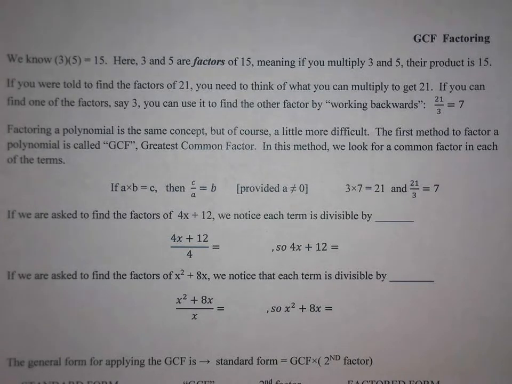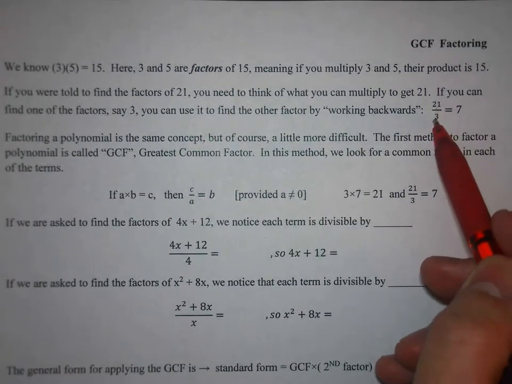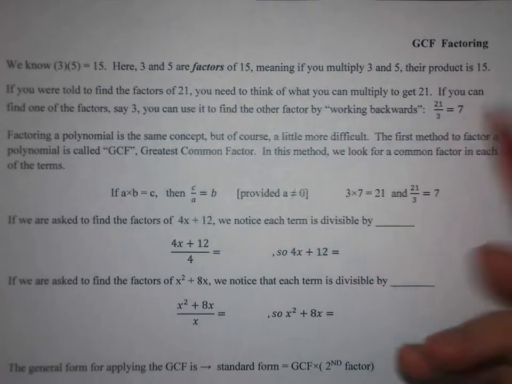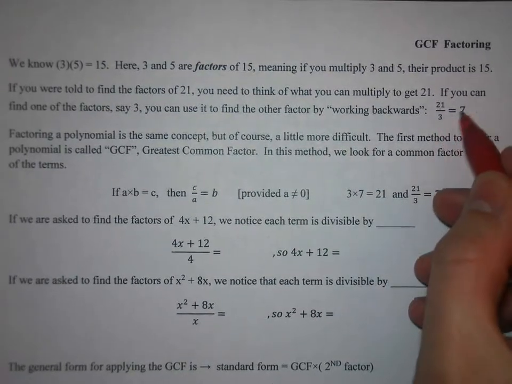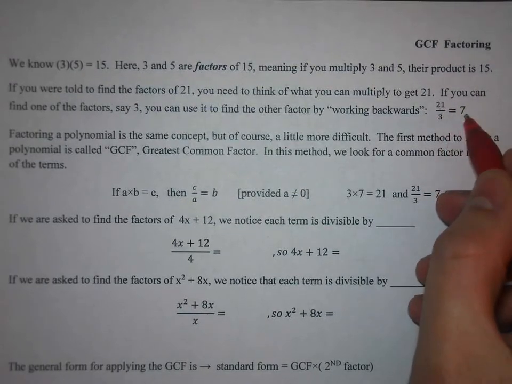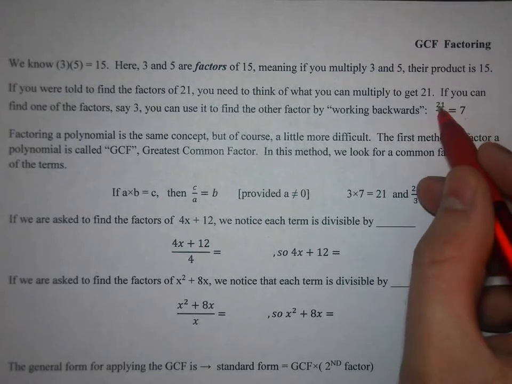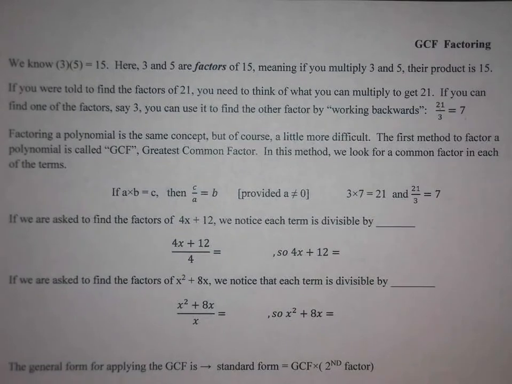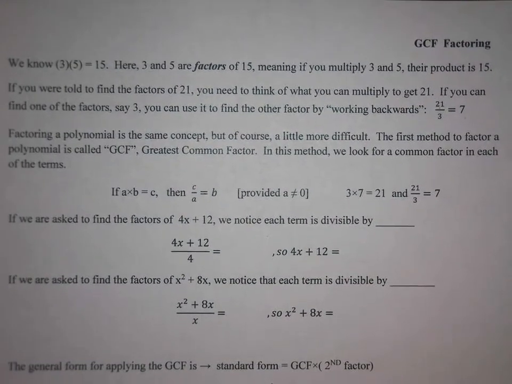to get 21. If you can find one of the factors, say 3, you can use it to find the other factor by working backwards. So we know that 21 divided by 3 is 7. We know that 3 times 7 is 21. So 3 and 7 would be the factors of 21. Now the point we want to make here is 3 and 7 are not the only factors of 21.